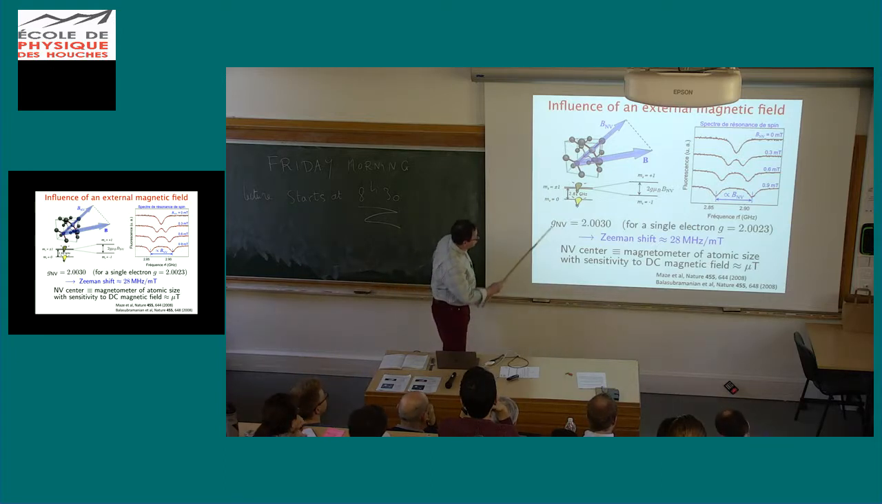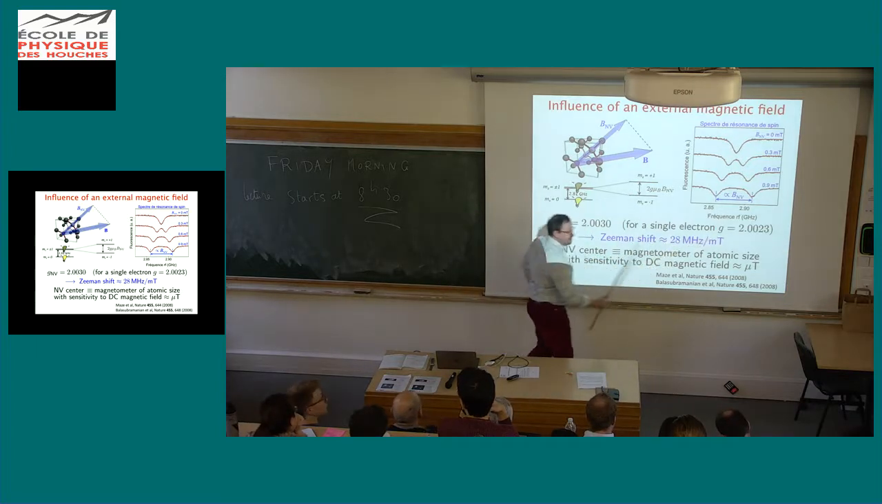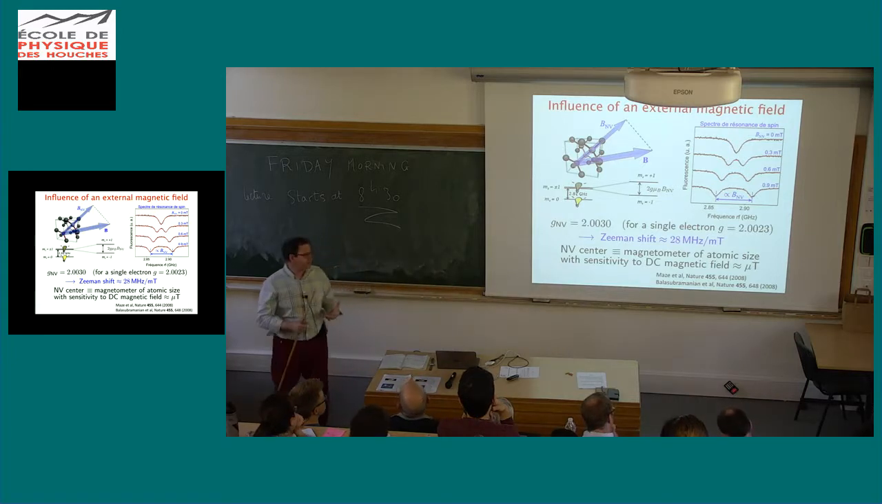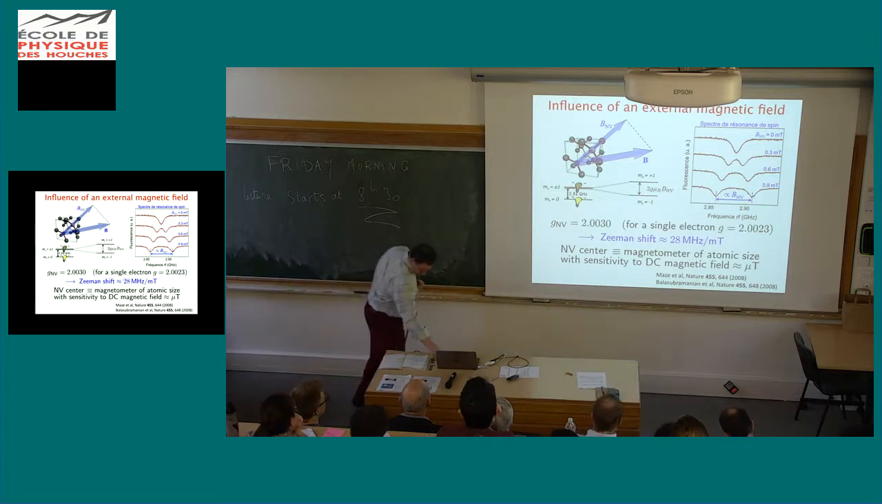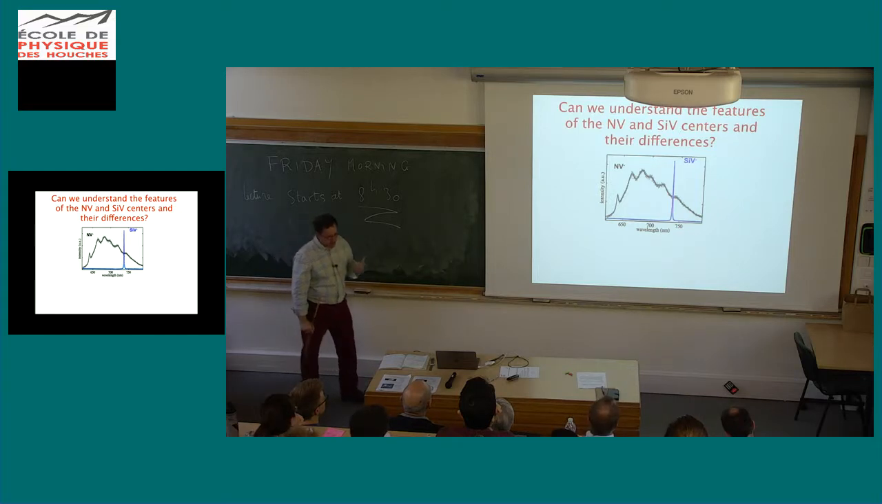And just one point, this factor is very, very close to the one for a single electron in vacuum, which tells you that really in the system there is almost no spin-orbit coupling which can modify this value of the gyromagnetic factor. So again now, can we understand these features?